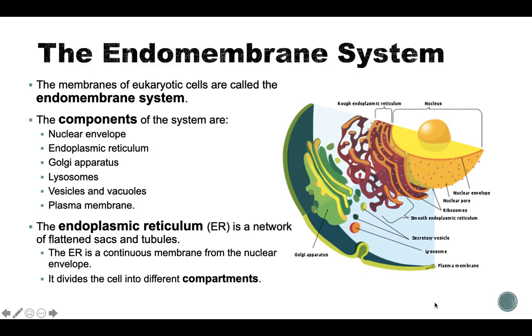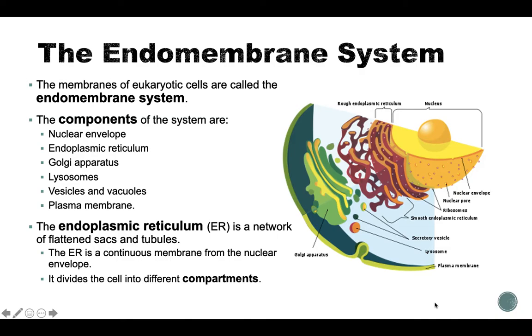The components of the endomembrane system: there are several organelles that fall onto this system. We're going to mention them now, and then we are going to talk a little bit about their specific functions. So we have the nuclear envelope, the endoplasmic reticulum. We have another organelle called the Golgi apparatus. We got lysosomes, we got vesicles and vacuoles, and of course the plasma membrane in itself.